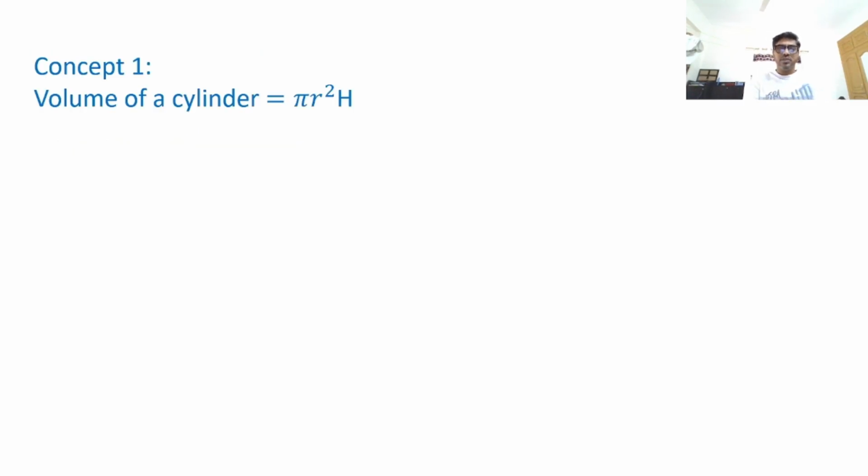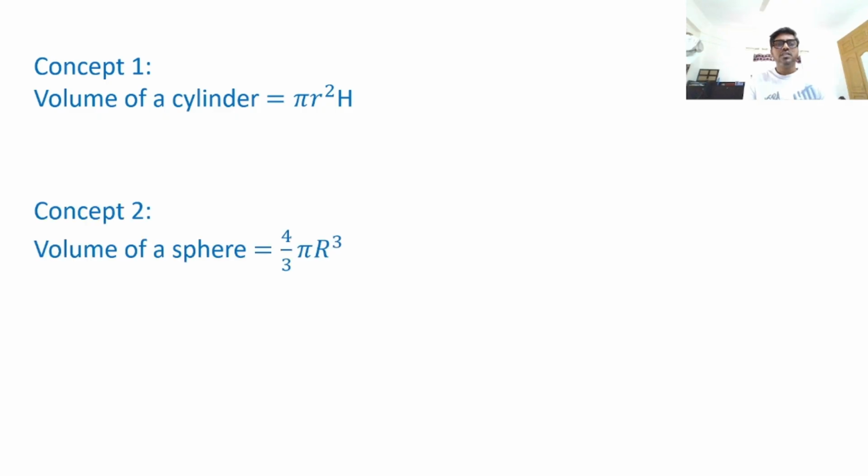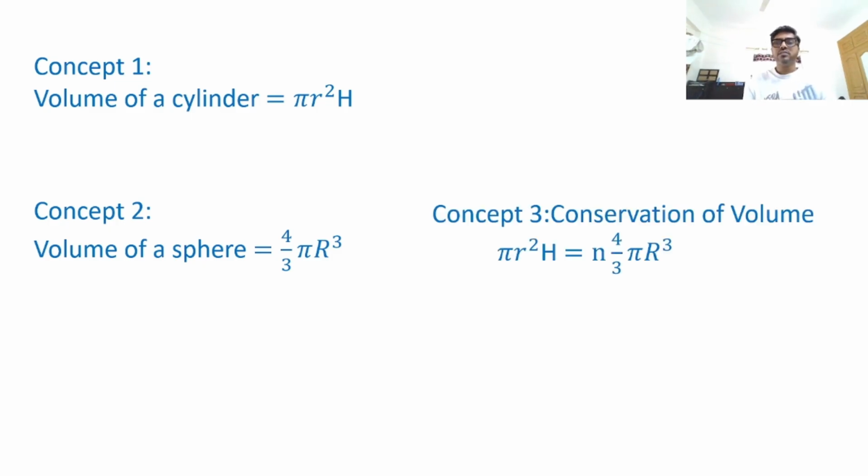So the first concept is the volume of the cylinder, pi r squared h. r is given, h is given. And then we have the second concept, the volume of the sphere, 4 by 3 pi R cubed. Capital R is also given. And then finally the third concept is the conservation of volume.